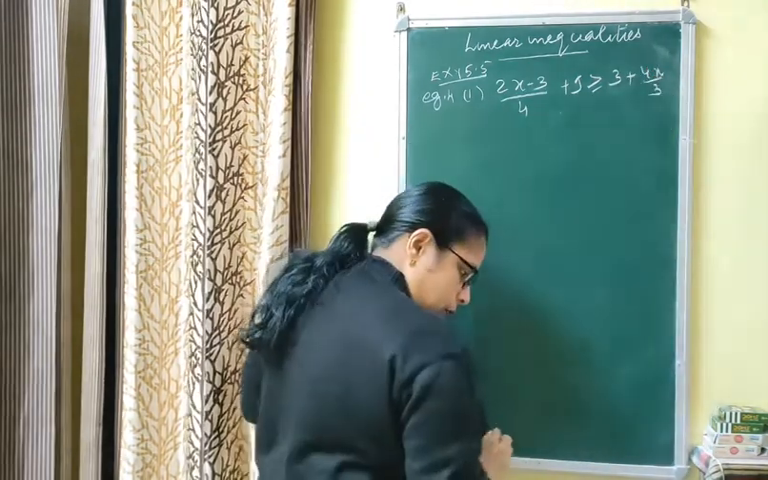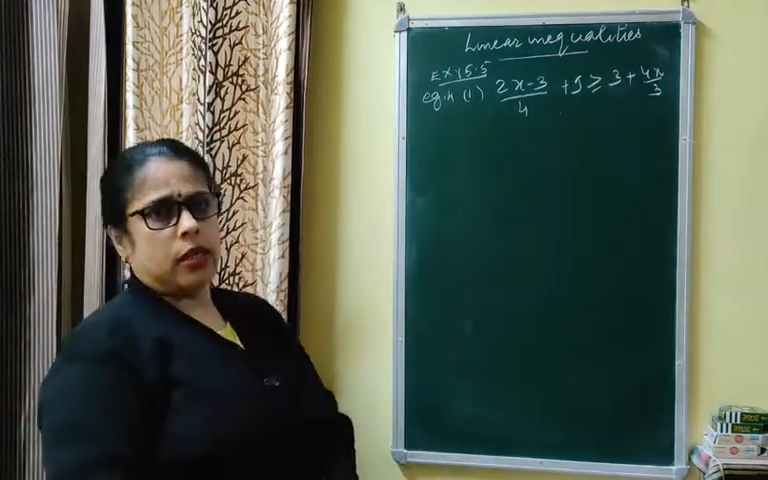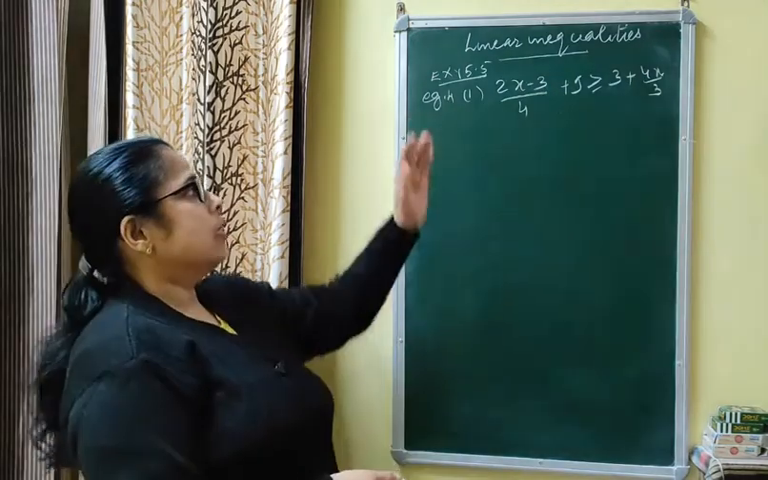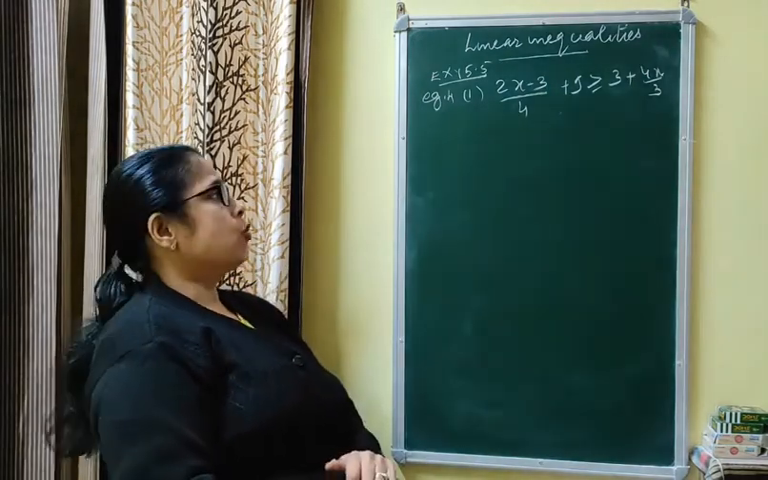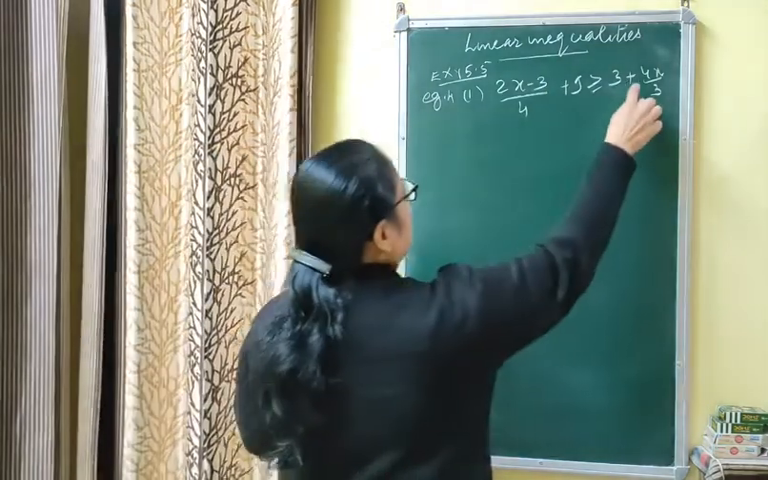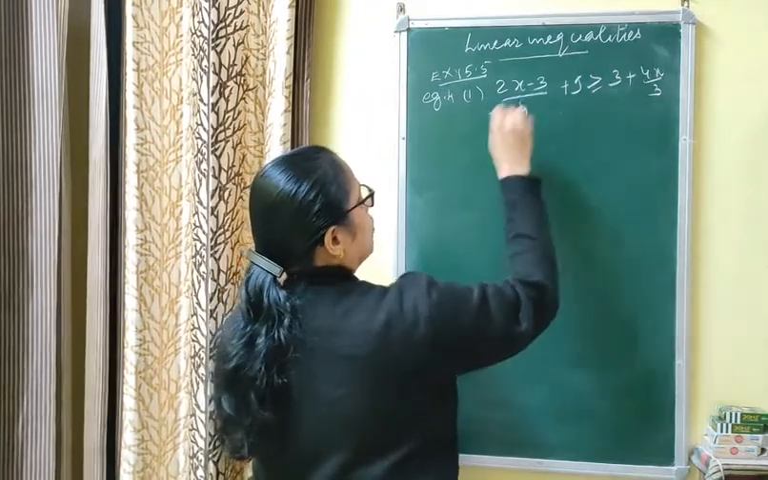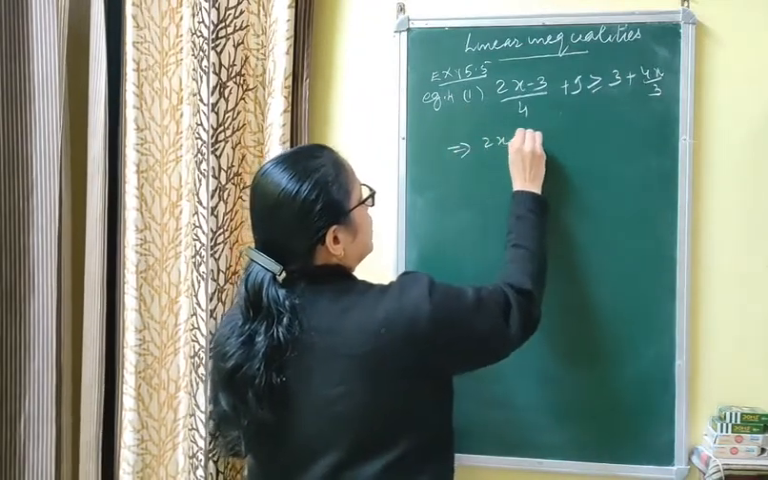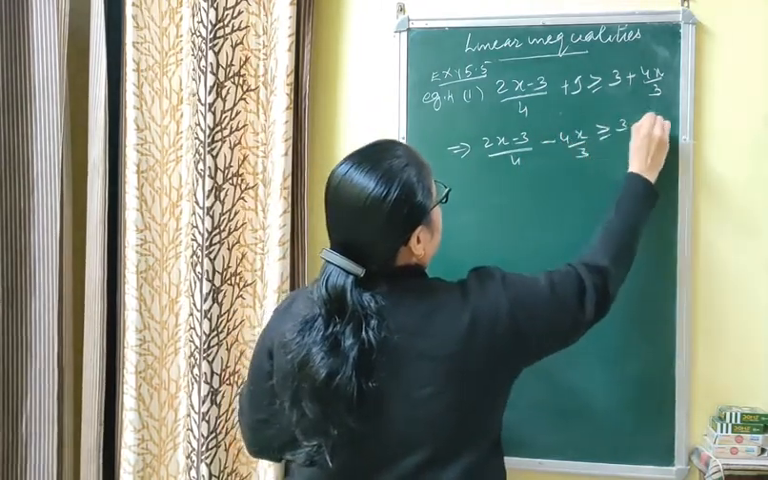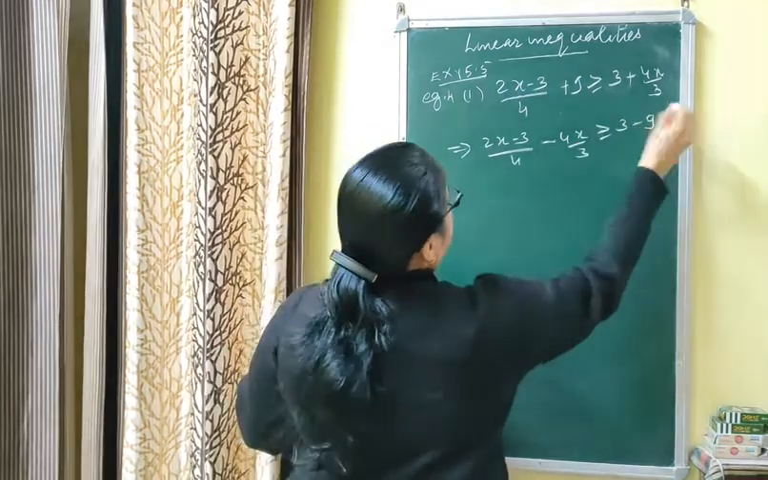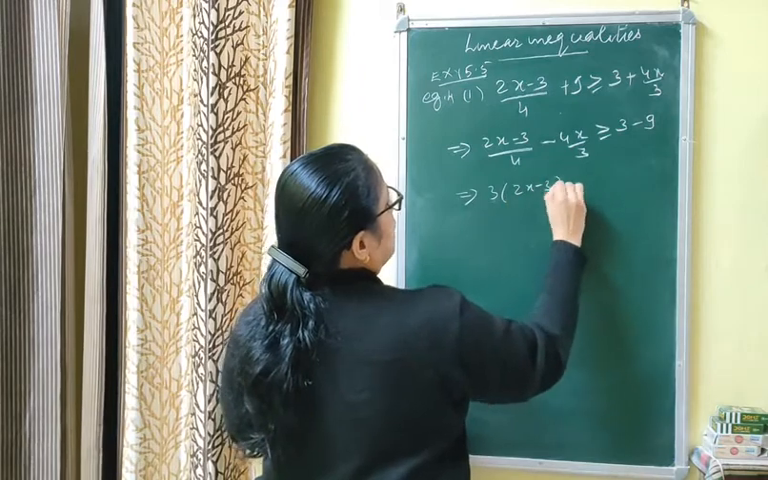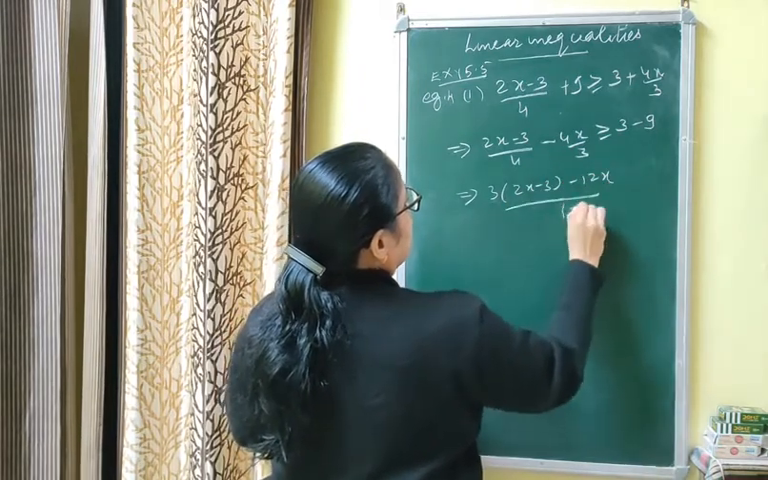As usual we are doing the operation as in equation. You can do it here also, and until and unless you are given a question in which the denominator contains a variable, you can do the same operation that we use in equation. That means we will transfer the variable to one side and constant to the right side. That implies (2x minus 3)/4 minus 4x/3 is greater than or equal to 3x minus 9.